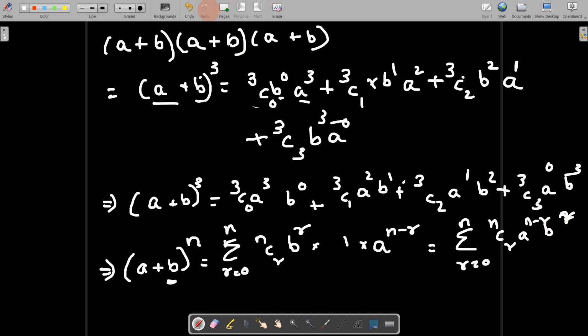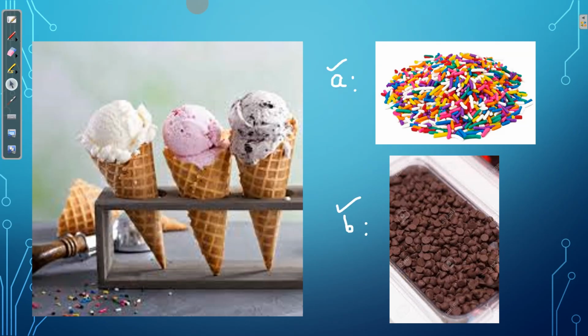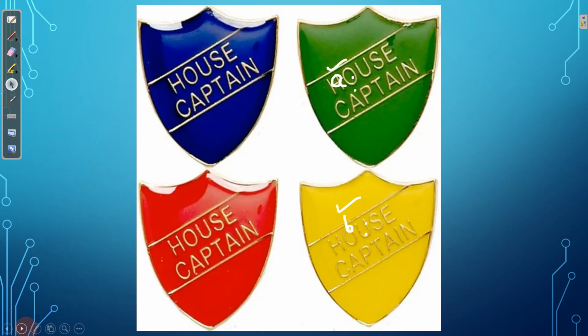So now let us try to understand the multinomial theorem. The multinomial theorem is nothing but a slight extension of the binomial theorem. Slight change. Now, instead of just 2 options to choose from, we have, suppose, more than 2 options to choose from. All the people have more than 2 options to choose from.